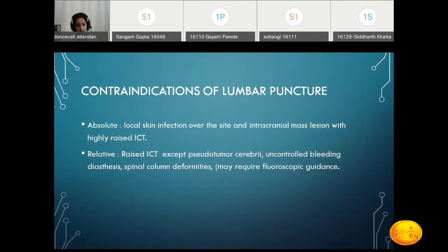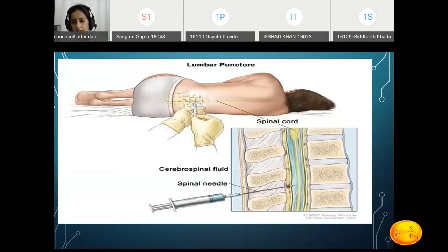Then spinal column deformities, because it is usually a blind procedure, so if any spinal deformity is there, you may tend to injure the spinal cord. And you may also require fluoroscopic guidance for that. So this is a procedure, we discussed it yesterday also.